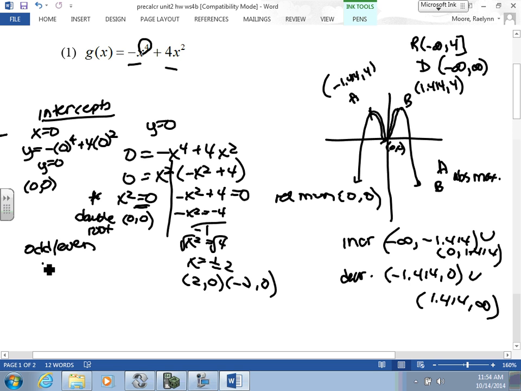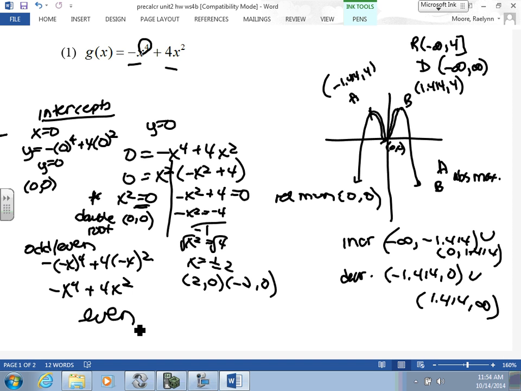Substitute in a negative. And this comes out to be exactly the same as it was. So this guy is even. And don't we see symmetry over the y-axis? Right? We see the symmetry over the y-axis.